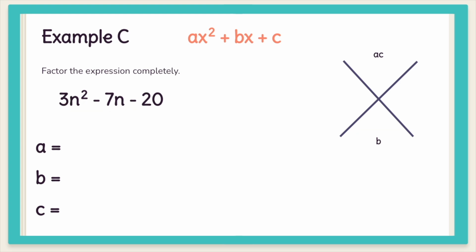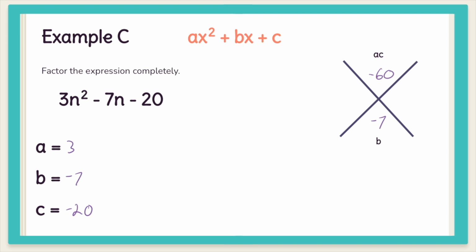All right, here we go again with ax squared plus bx plus c. Our a is going to be 3, our b is going to be negative 7, and our c is going to be negative 20. All right, we're going to multiply a times c. That's going to give us negative 60. And we're going to try and find things that add to negative 7 here. That's going to be tricky, but we are up to the task.